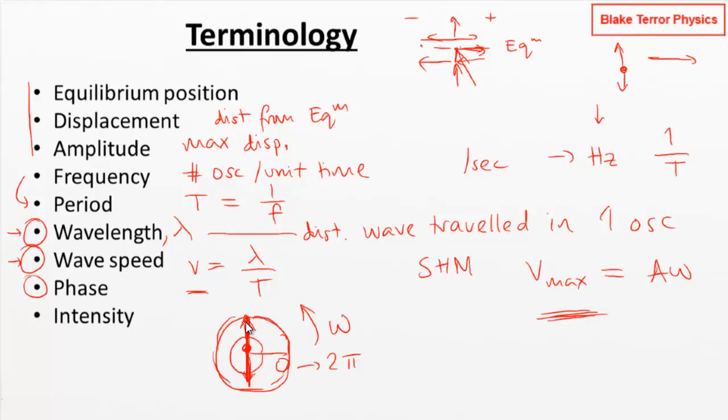If we've made it all the way up and then back to equilibrium, we're halfway through the cycle. We're over here, at a phase of pi because we're halfway around the circle. That's all we're talking about here with phase. So it allows us then to talk about phase difference.